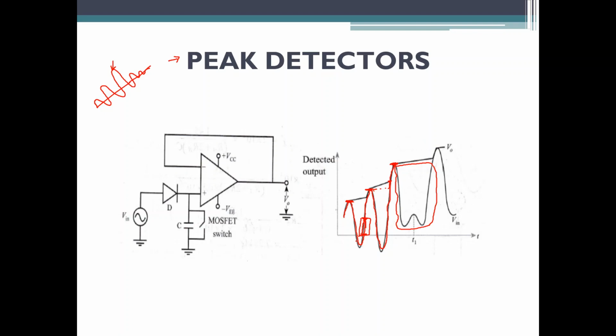Finally, after this, it will start charging again and charge to this value, and this value will remain in the capacitor and be applied to the op-amp, and the same value will be shown at the output side. Which means that whenever the peak value occurs, that voltage will be present in the capacitor, and the capacitor will give that as input to the op-amp, and the op-amp will display the value.